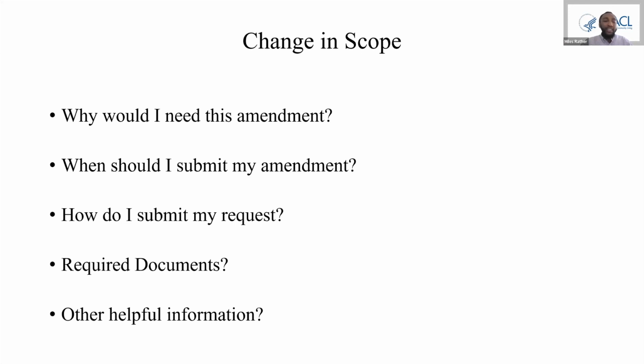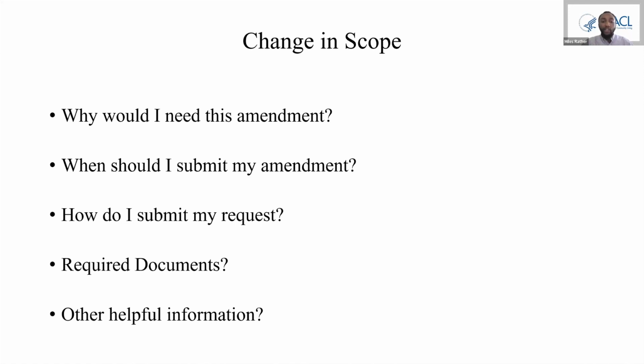So why would I need this amendment? This amendment is crucial if your previously approved goals and objectives change. ACL assumes that the objectives being worked on are previously approved objectives from your initial application. We will not know if one of your goals changed without you requesting this amendment. When should I submit my amendment? Just like an EIN change, you want to submit this request as soon as possible.